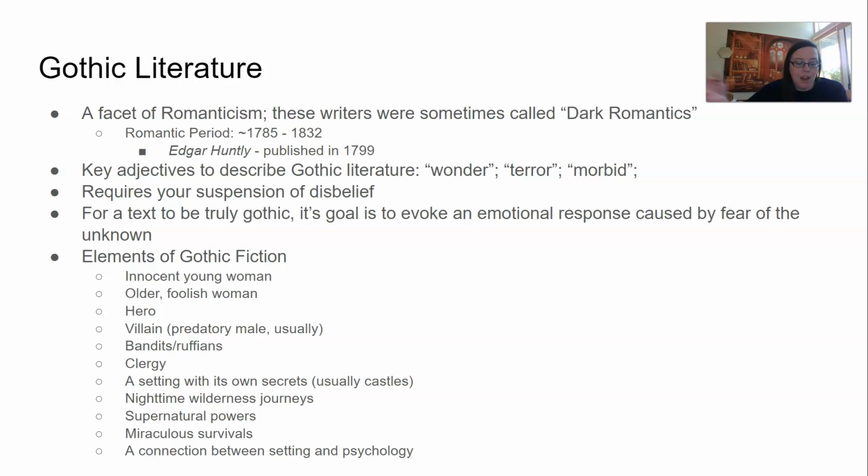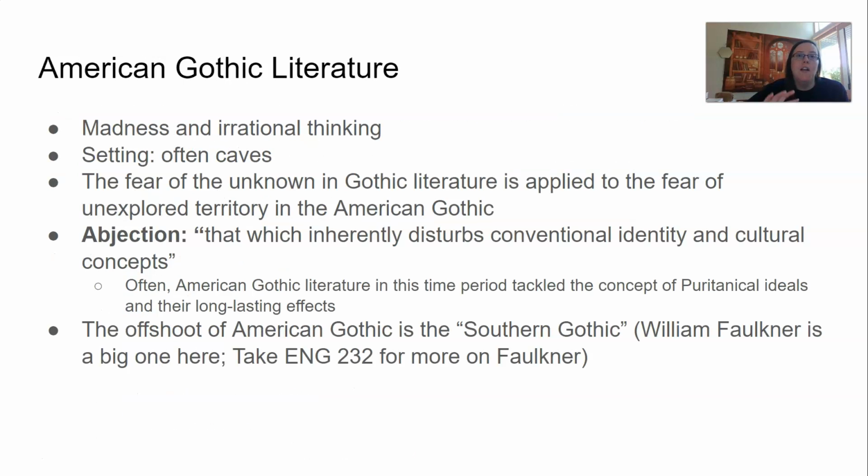Now, what about the American side of things? So we can apply the definition of Gothic literature to American texts, and now we get something one level further. If Romanticism is our umbrella, and then we have Gothic literature as a subset of that, a subset of Gothic literature is the American Gothic. And what do we see with American Gothic writing? We see madness and irrational thinking. Settings are often caves, which I think is really applicable to what we're talking about in this unit.